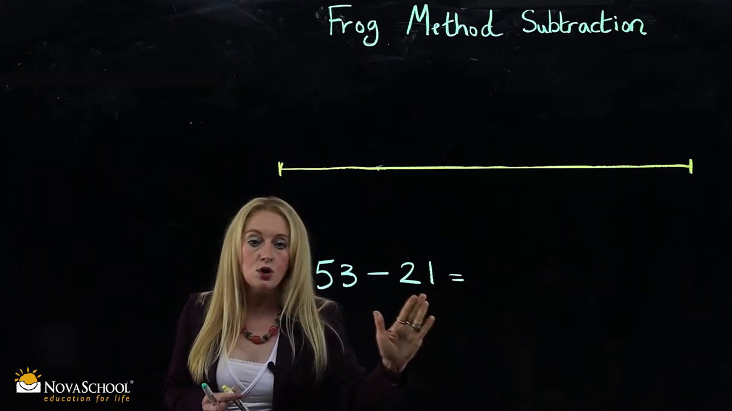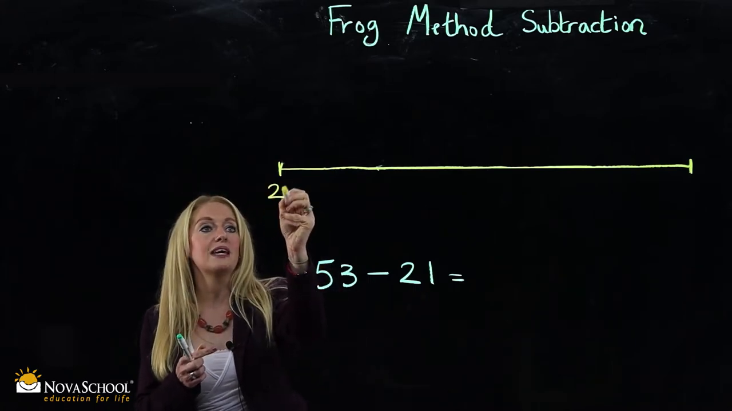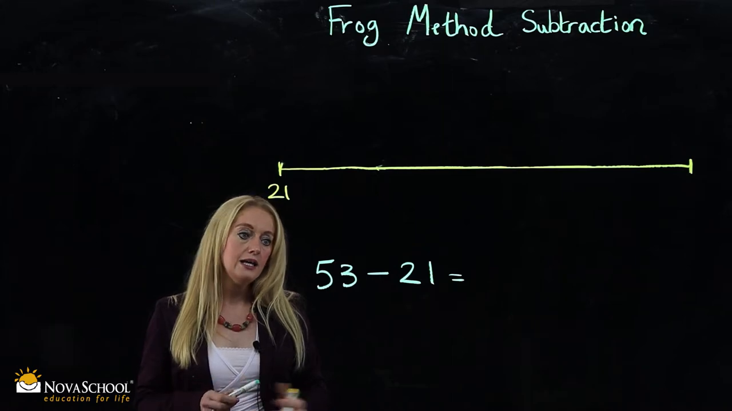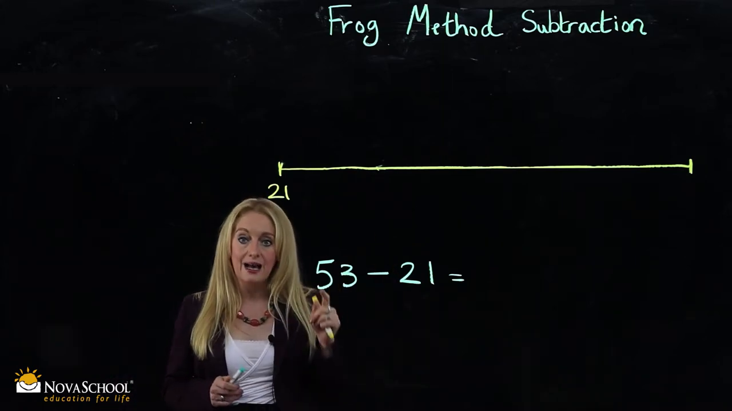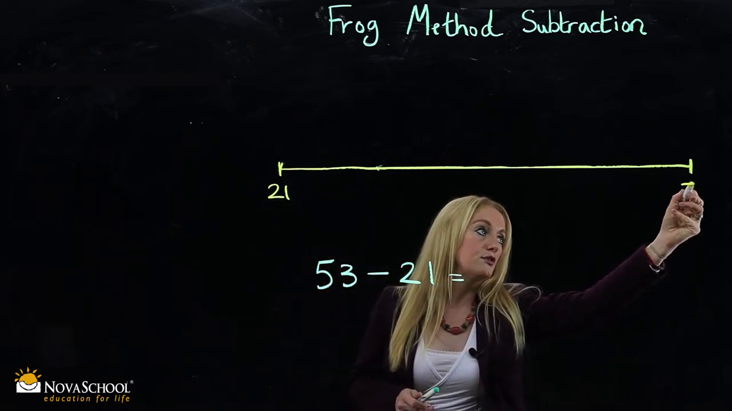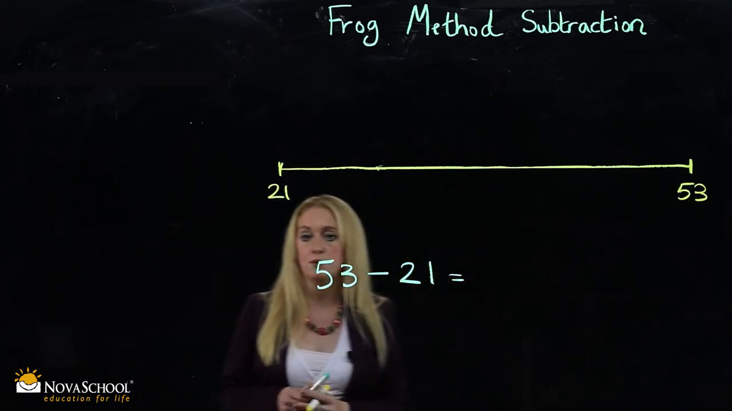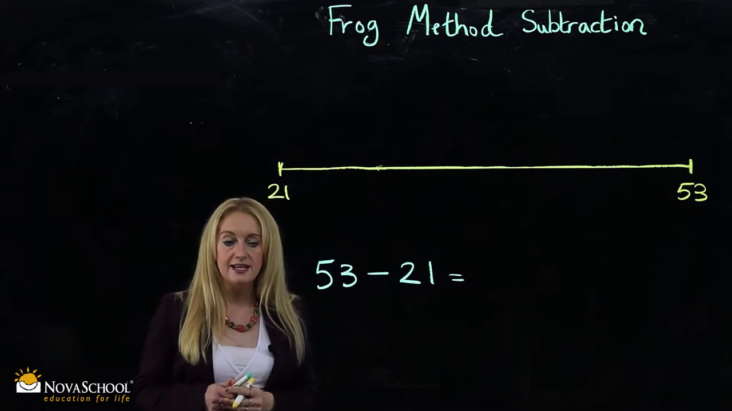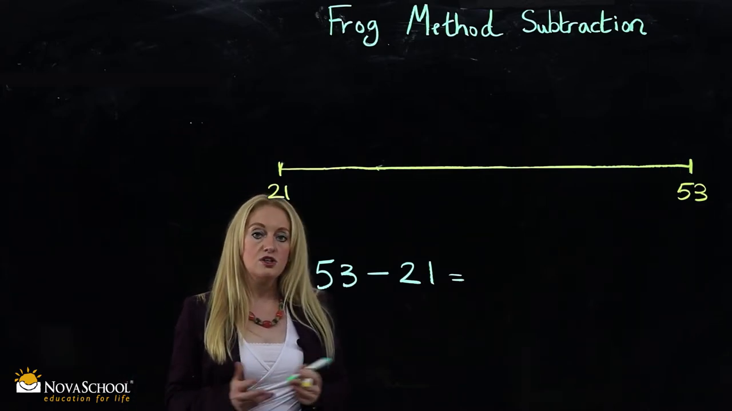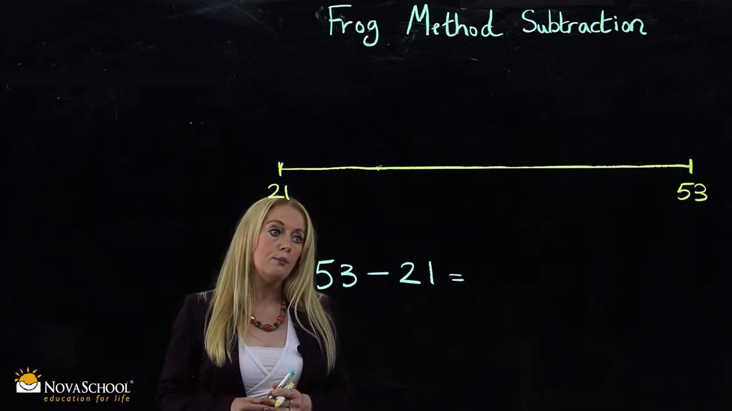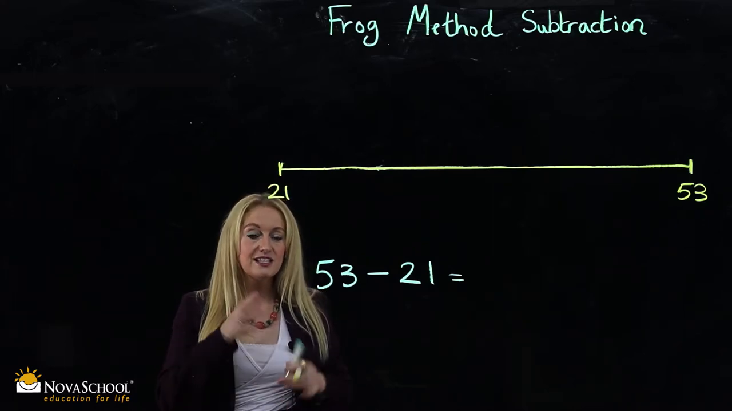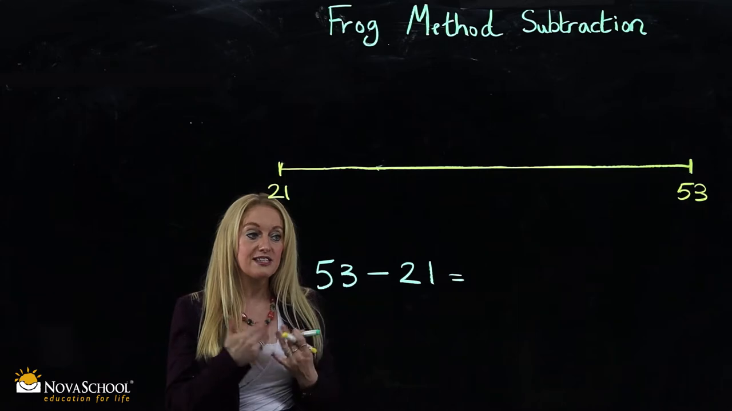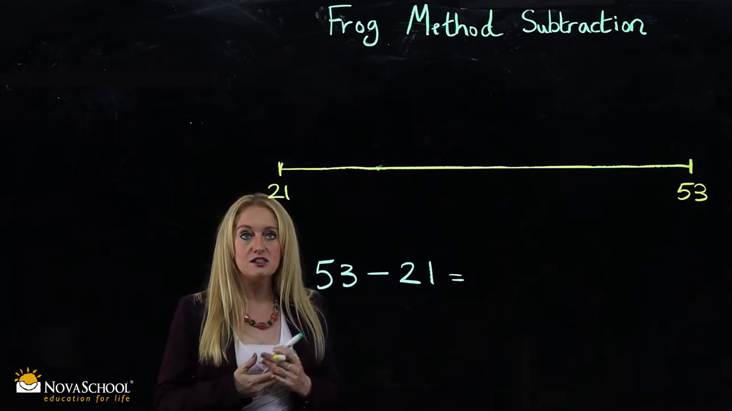So we take the smaller number and we place it at the beginning of the line. Okay, then we take the larger number and we pop that at the end because we are counting up. So the 53 goes here at the end of the line. Okay, now what do we do first? We explain to our students that we want them to jump to the nearest multiple of 10. Okay, so these are our happy numbers because they're easy when we are adding and subtracting.